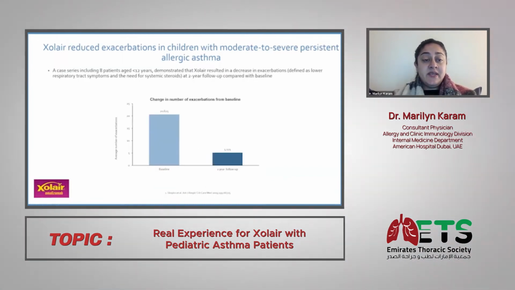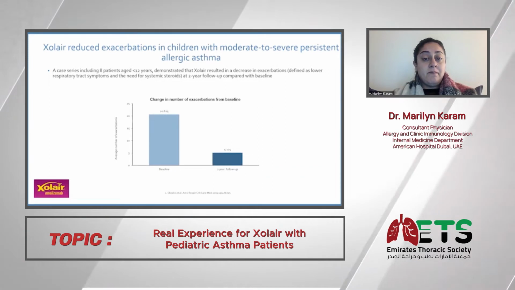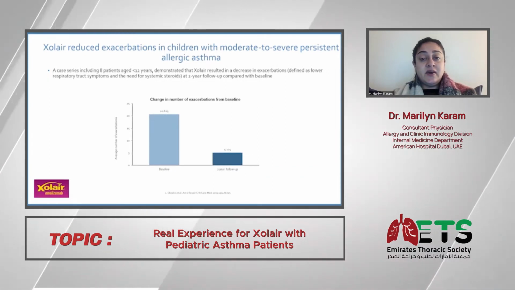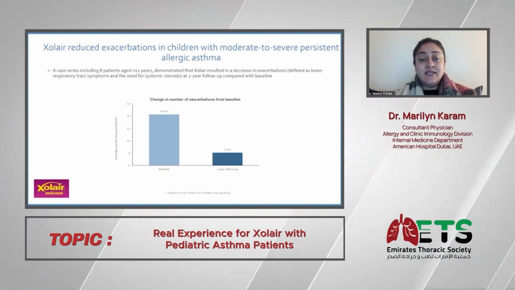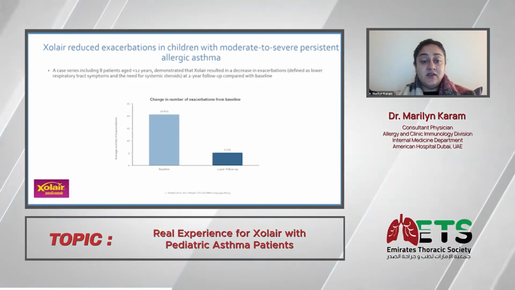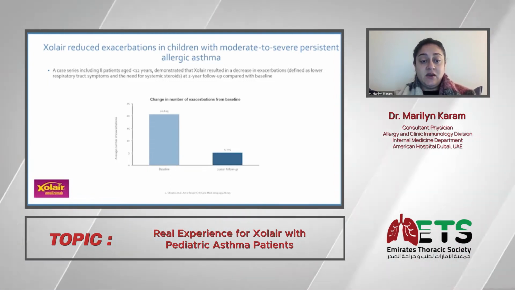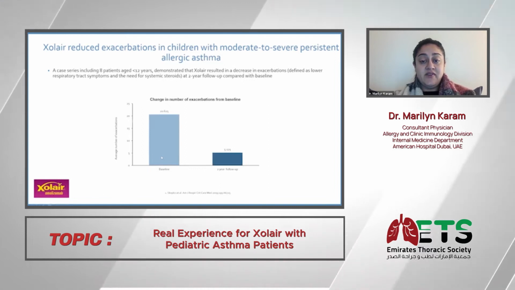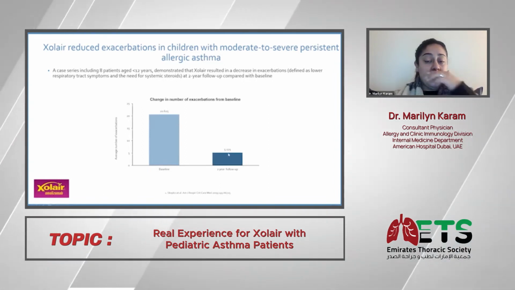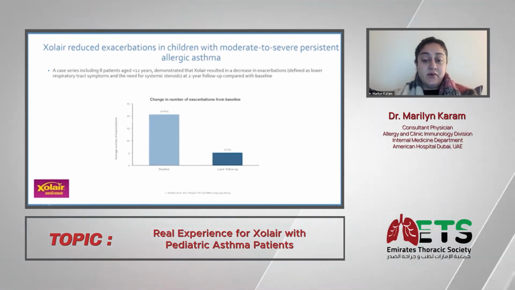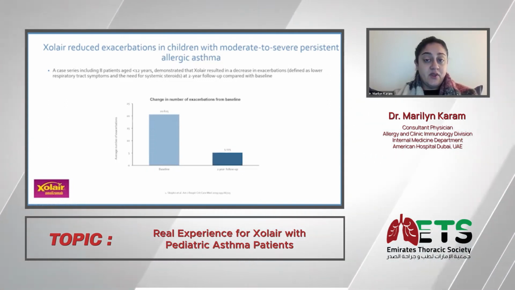In the same case series that I showed earlier, basically Xolair or omalizumab also resulted in a decrease in exacerbations from an average of 20 per year to 5 exacerbations, and that was quite significant.